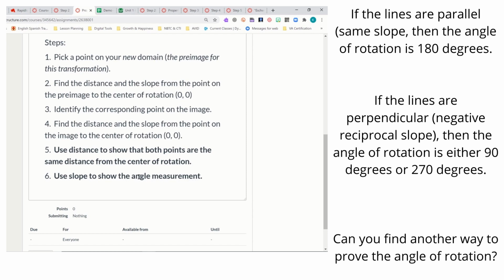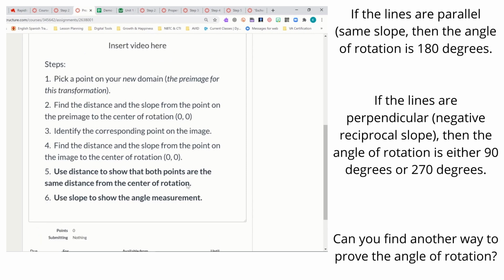So recall what I said before. The way we use the slope to prove the angle measurement is if the lines are parallel, that means the slopes are the same. That means that the angle of rotation is 180 degrees. If the lines are perpendicular, that means that the angle of rotation is either 90 degrees or 270 degrees. All right, so let's get to work.